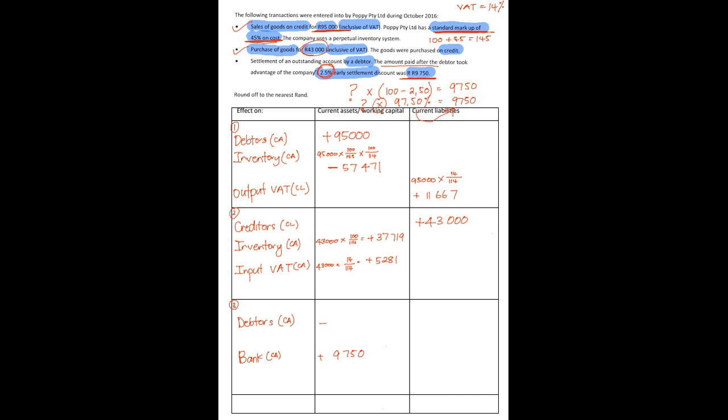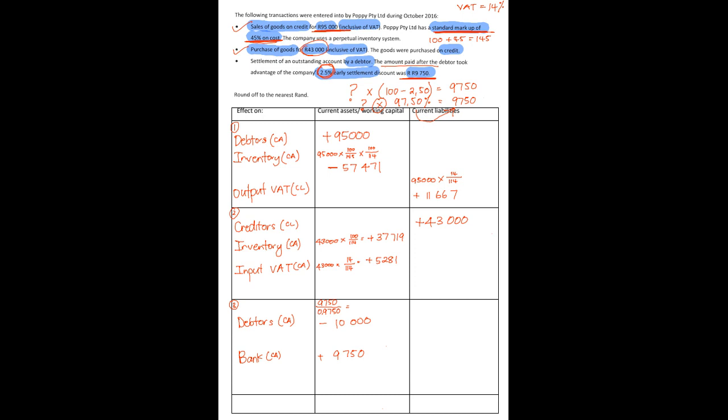So it'll be the 9750 divided by the 97.5%, which you can also, as a decimal, write down as 0.975. And that would give you the original amount, which is 10,000 Rand. So before offering the discount, the actual amount that was owed to us by the debtor was 10,000 Rand.